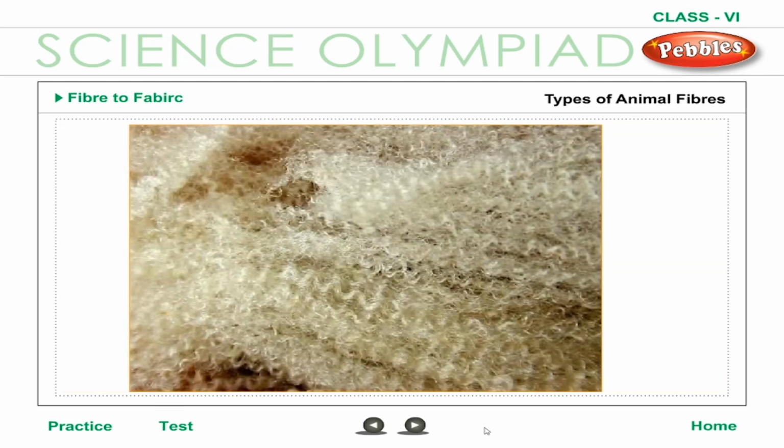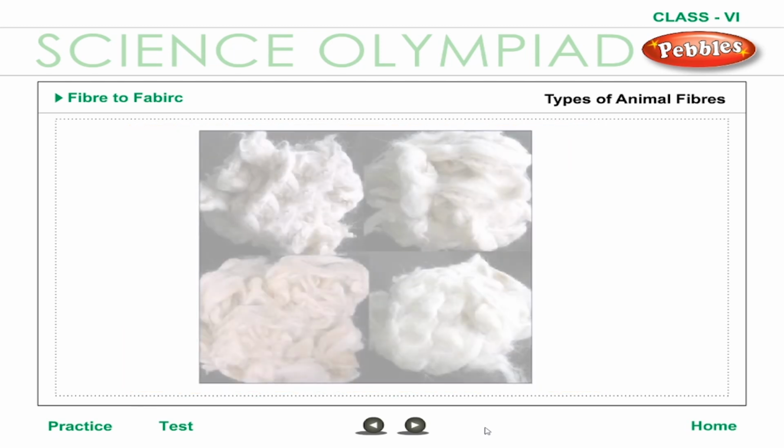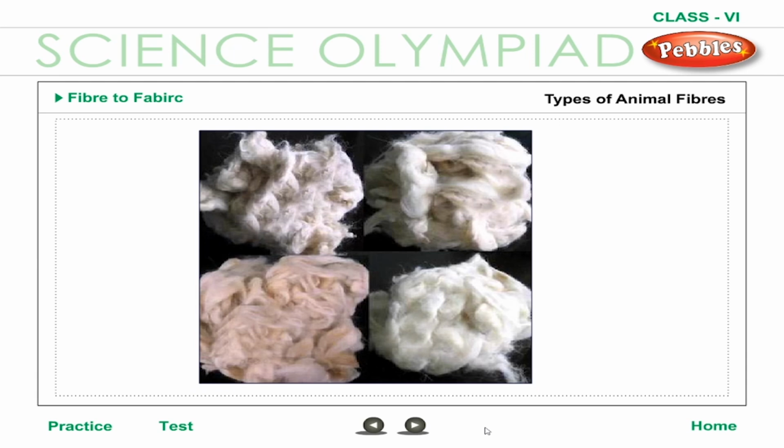Types of animal fibers. Wool. It is the hair from the skin of some animals like sheep, goat, and camel, which are twisted to make long strands. Wool is light, soft, thick, and wrinkle-resistant. It is made up of keratin, which contains sulfur in it.